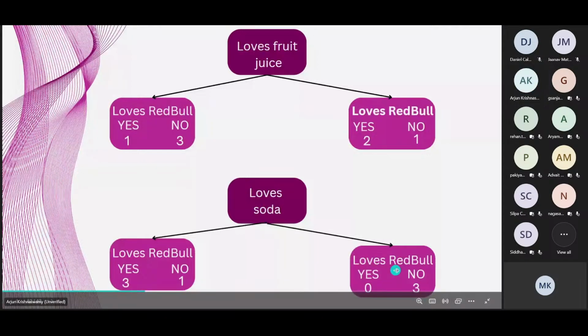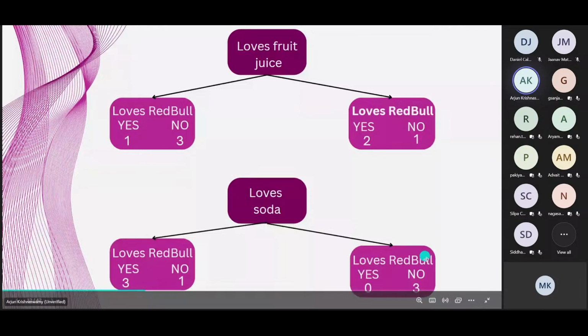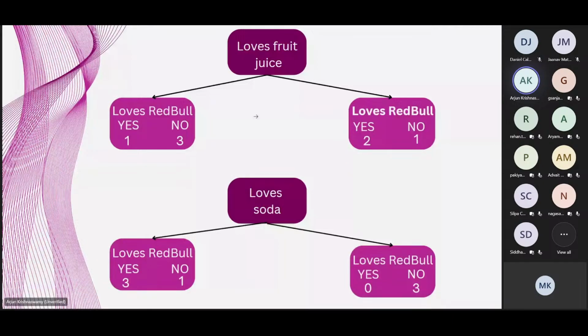So here, if you observe, this one node is different from all the other nodes because it contains people of only one class, that is, people who don't like Red Bull. So if we use loves soda as our basis to split or as the feature, we get one particular node which cannot be split further because it contains only people who don't like Red Bull. Although neither of them is able to completely split the data set directly into people who love Red Bull or not, we can see that loves soda does a better job than loves fruit juice. That'll be made clear in the further slides.